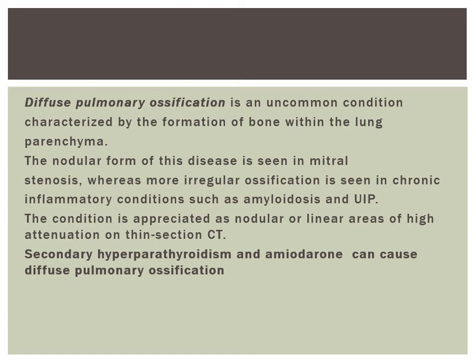Lastly, diffuse pulmonary ossification, which is also uncommon, is characterized by formation of bone within the lung parenchyma. The nodular form is seen in mitral stenosis, whereas more irregular ossification is seen in chronic inflammatory conditions such as amyloidosis and usual interstitial pneumonia. Secondary hyperparathyroidism can cause diffuse pulmonary ossification. Amiodarone does not cause pulmonary ossification, because amiodarone precipitates in the lung. It causes interstitial disease with high density. Amiodarone itself is a high density drug.